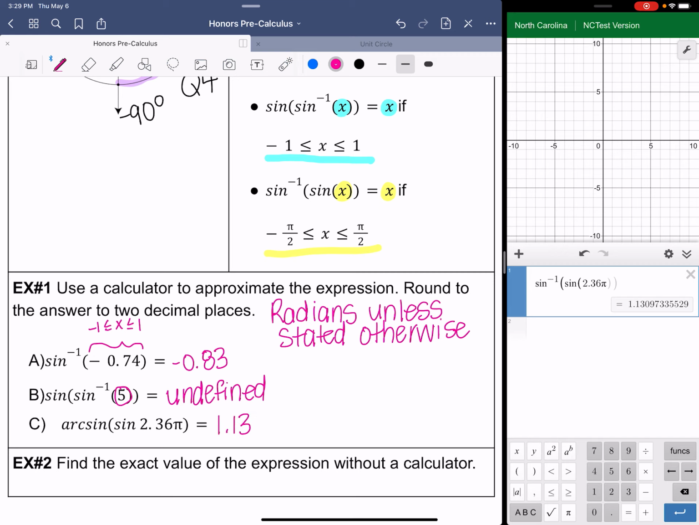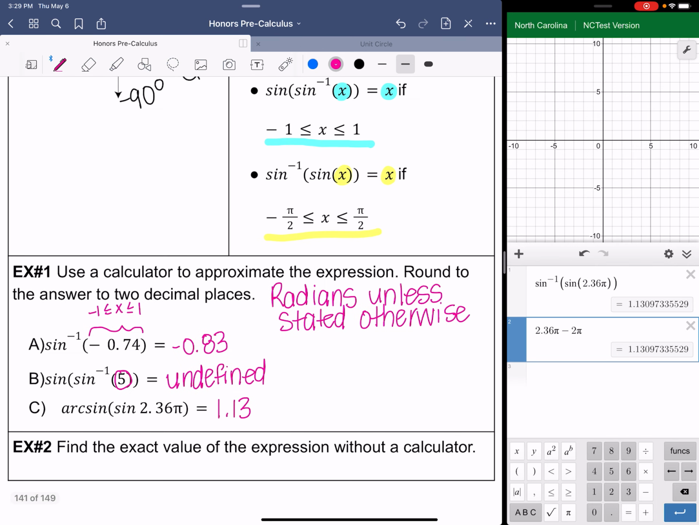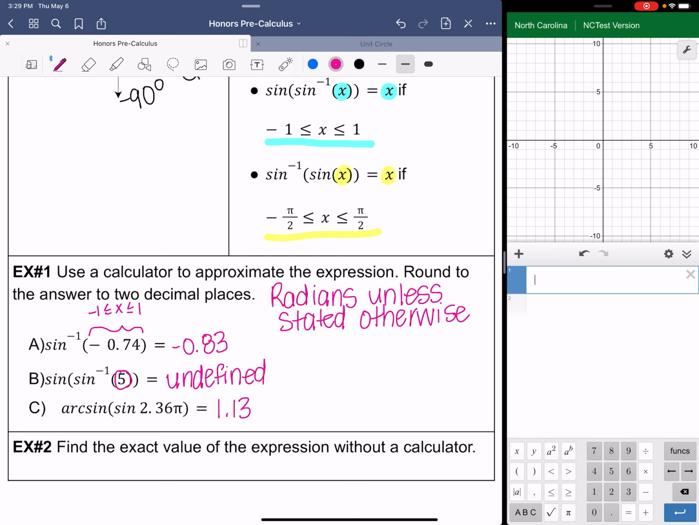Now, why did that turn out that way? Well, I have 2.36 pi, and if I actually subtract 2 pi from that, a whole rotation, that gives me the answer that I'm looking for. Because it's not going to give you the value outside of the restricted domain. But either way, you can still put it into Desmos. So that property still applies. It's not going to equal the same thing as long as it's outside the restriction.